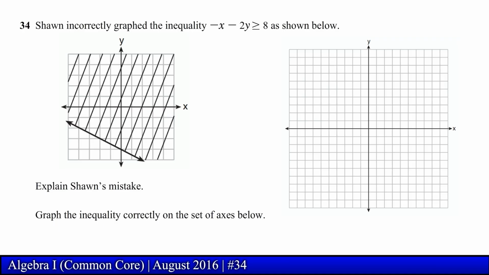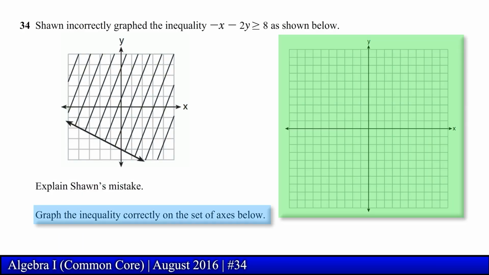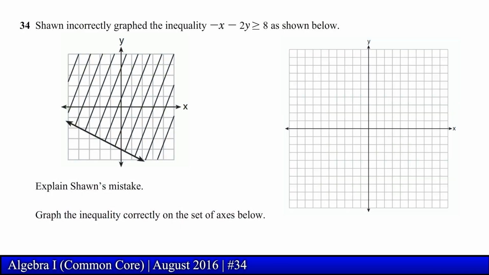In this problem, we are provided with a student's solution to an inequality problem. We are asked to determine the mistake that was made in graphing the inequality. We then need to graph the correct inequality. In order to determine the mistake, let's go ahead and solve the problem and compare it with Sean's answer.